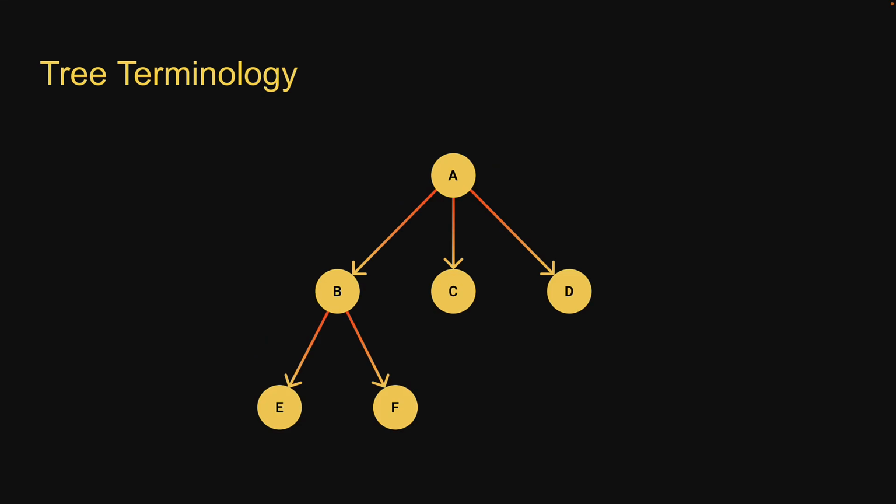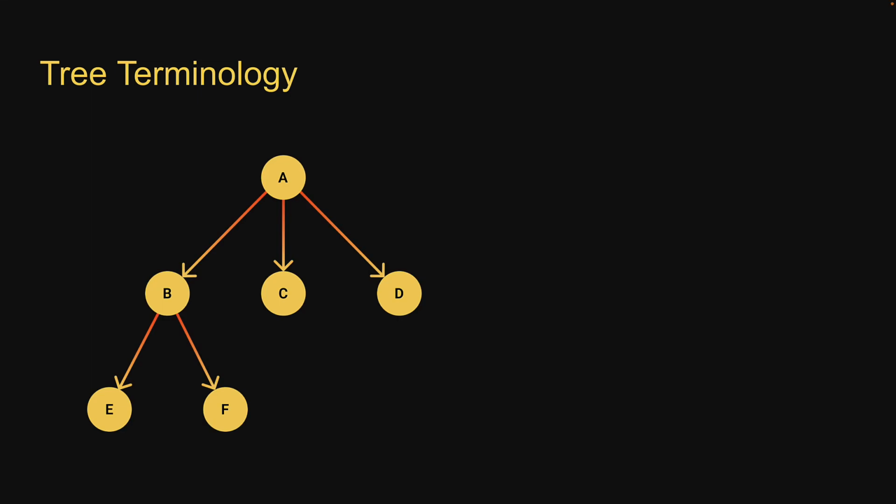Next, we have the root node. The node from which the tree originates is called the root node. It does not have a parent node. In our tree, node A is the root node. Next, we have the leaf nodes, which are nodes that do not have any child nodes. Nodes E, F, C, and D are leaf nodes.